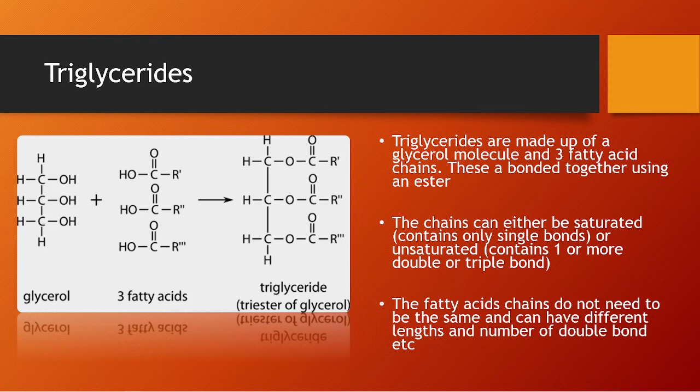So we're talking fatty acids. They're usually made up of a glycerol molecule and 3 fatty acid chains. The fatty acid chains can all be the same or they can all be different. The chains can also be saturated or unsaturated. Saturated means it only has single bonds, whereas unsaturated you could have a double or a triple bond in there as well. The fatty acid chains do not need to be the same, and they can have different lengths and numbers of bonds.